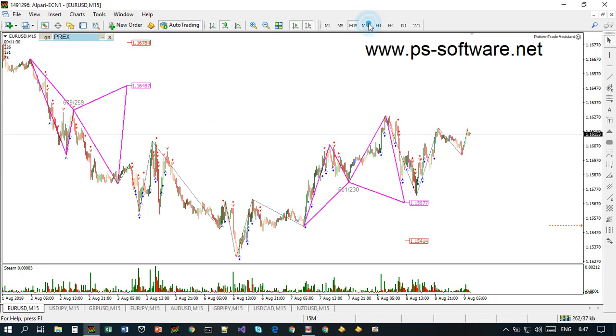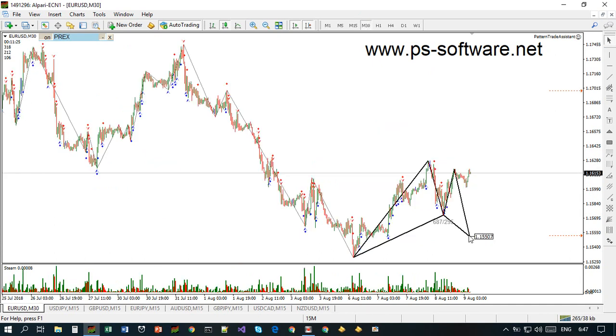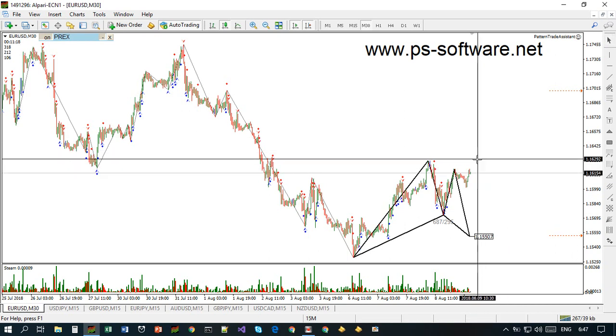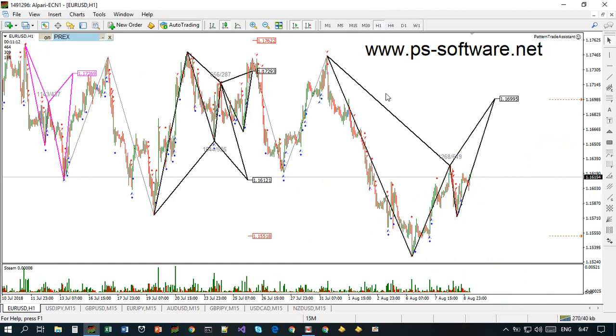Okay, we don't have anything here. Let's switch to 30-minute. We have this potential unified Gartley if we go deeper, but we have a higher probability of price to move higher rather than lower. And let us switch to 1 hour. We've already seen this pattern at 16.99.